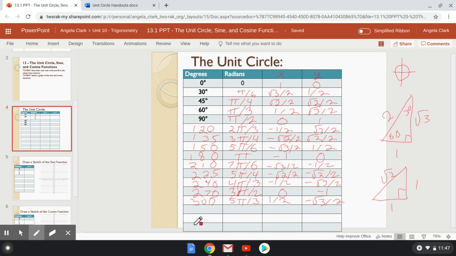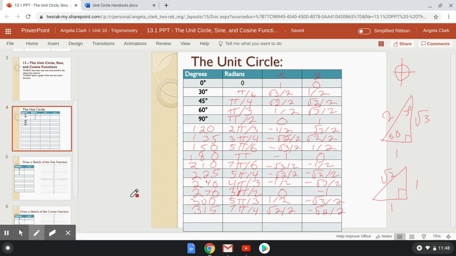All right, so next one, 315. It's our 45-degree angle, so 7 pi over 4. And so we're at 45 degrees. So 45 degrees: pi over 4, 3 pi over 4, 5 pi over 4, 7 pi over 4. Always over 4 when it's 45 degrees. So this is going to be square root of 2 over 2, negative square root of 2 over 2.